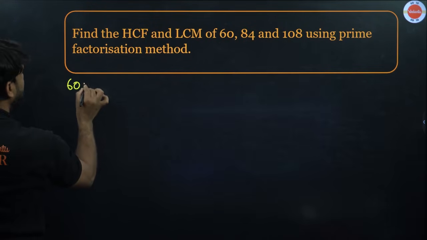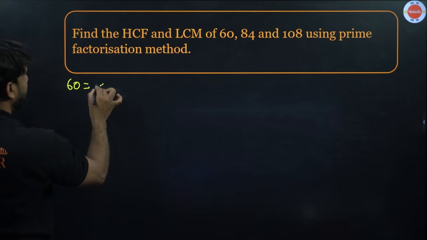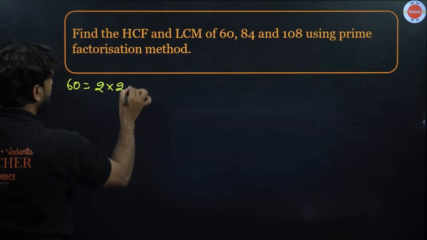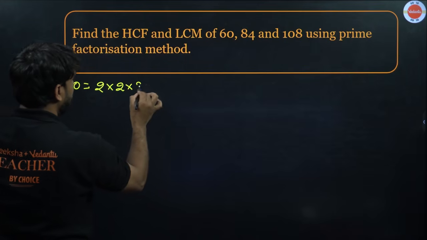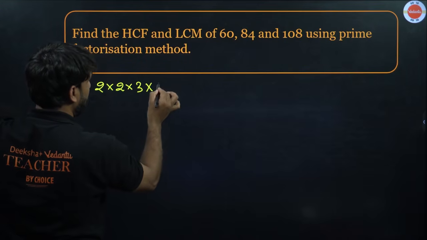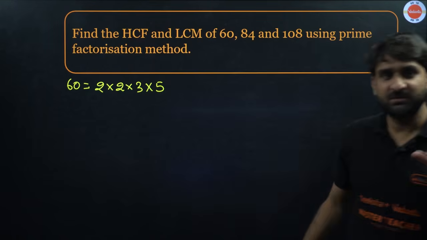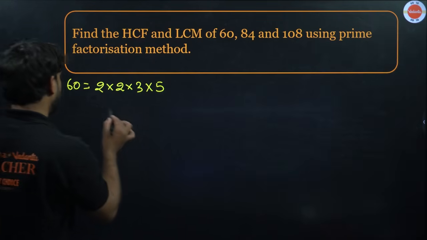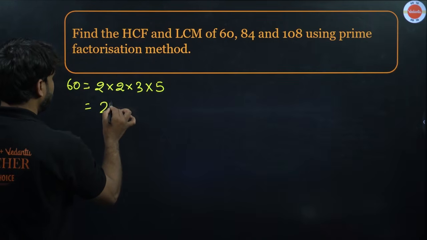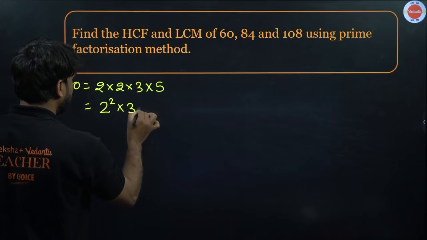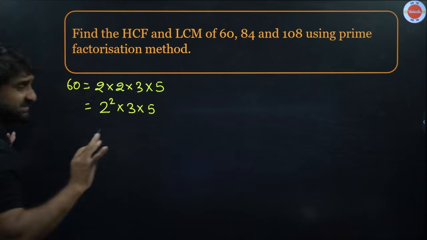So for 60, the prime factorization will be 2 into 2 into 3 into 5. Check it once. 2 times 2 is 4, 4 times 3 is 12, 12 times 5 is 60. So 60 can also be written as 2 to the power 2 into 3 into 5. I hope this is clear to you.